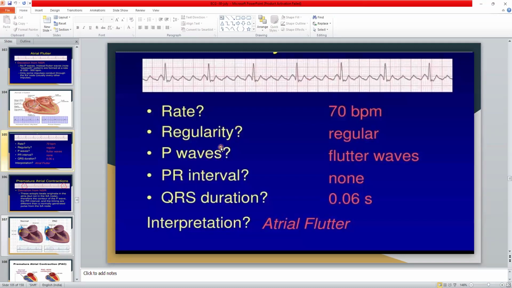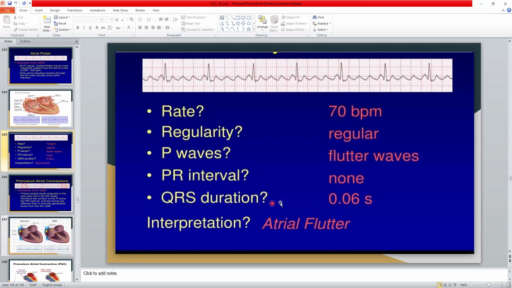So, can you read this ECG? Okay, how to read this ECG? Here, the rate is around 70 beats. Regularity? Yes. Most of the time it is regular because you are getting the RR interval almost regularly. So, the rhythm is regular. Coming to the P waves, they look like flutter waves. See, this is the sawtooth appearance known as the flutter waves. PR interval? No, you can't measure the PR interval. QRS duration? It is around 0.06 seconds.